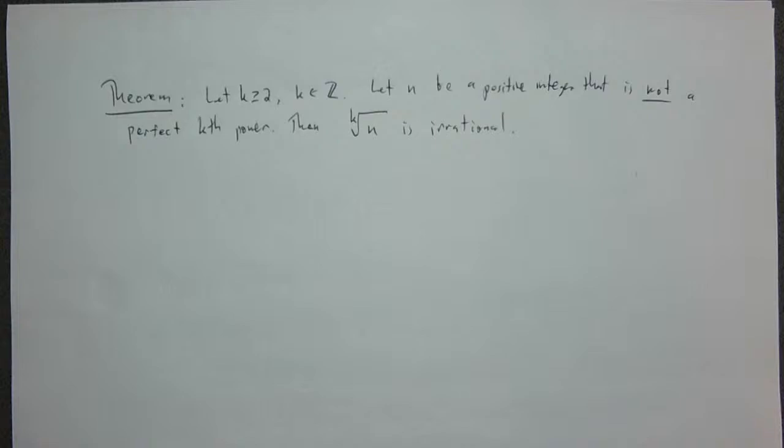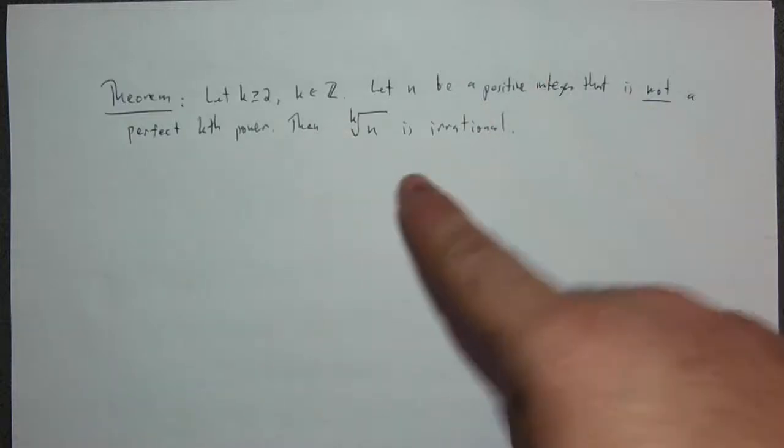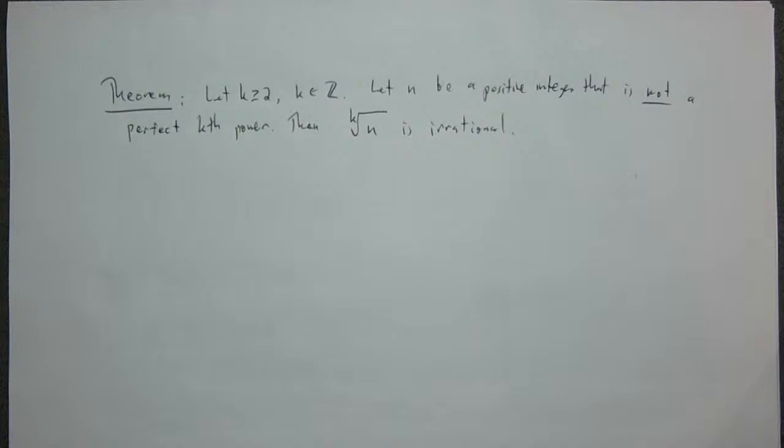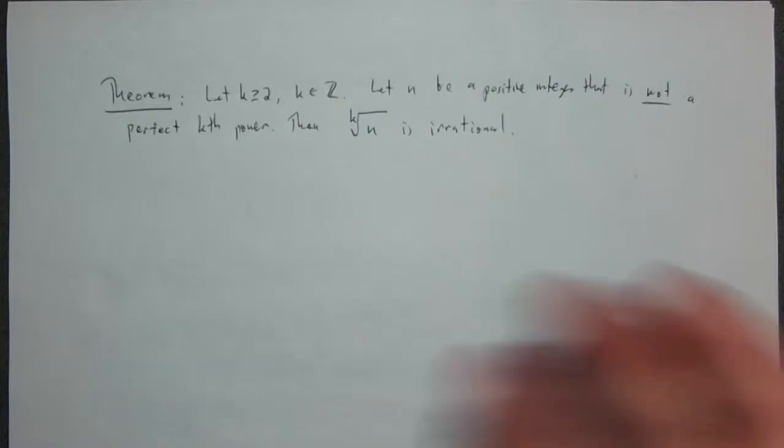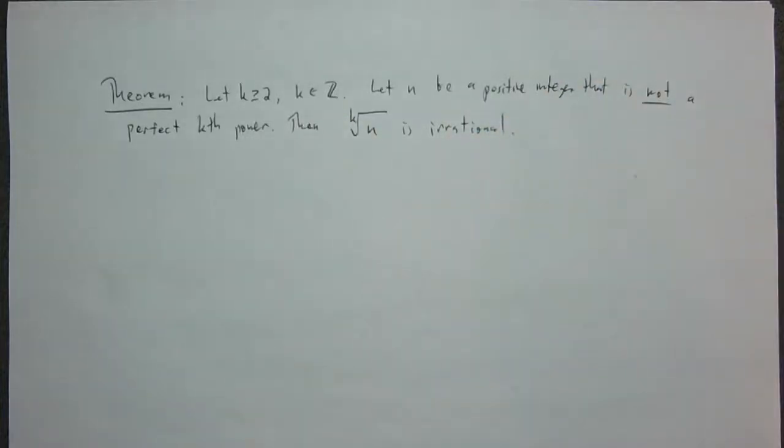So this tells you more than the question I asked. I asked, when do you know that the square root of something is irrational? Well, whenever it's not a perfect square. The square root of something that is not a perfect square is going to be irrational according to this theorem. But more than that, the cube root of something that's not a perfect cube is going to be irrational. The fourth root of something that's not a perfect fourth power is going to be irrational, and so on.